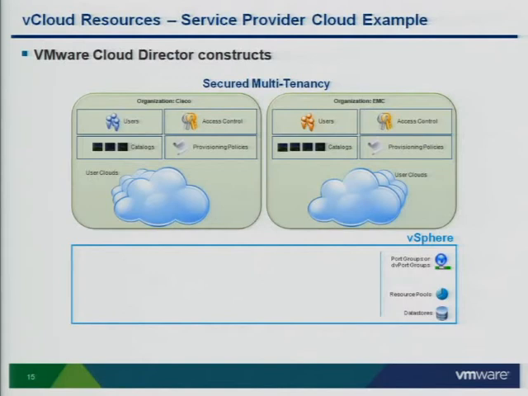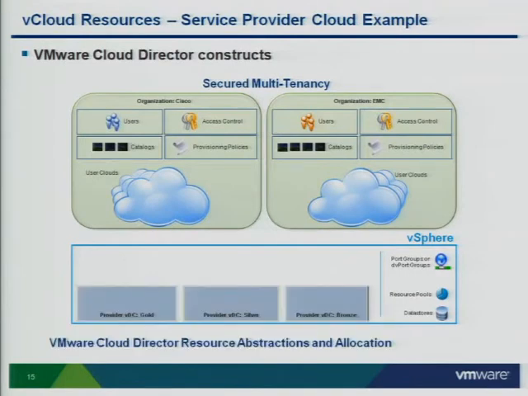So in this particular case, at the top layer, we're showing the two orgs. At the bottom layer, we're showing how things operate for both the vSphere level on the right-hand side, where we use port groups or DV port groups, resource pools, and data stores.